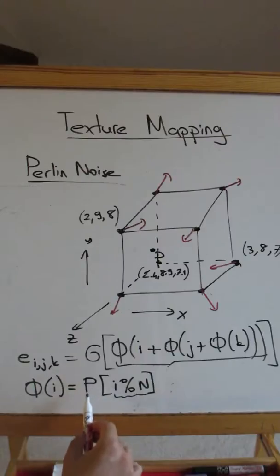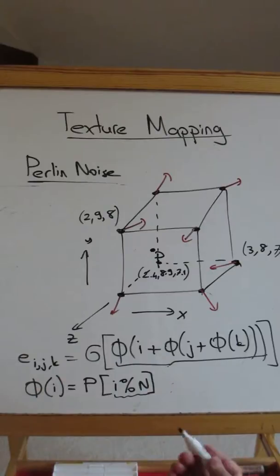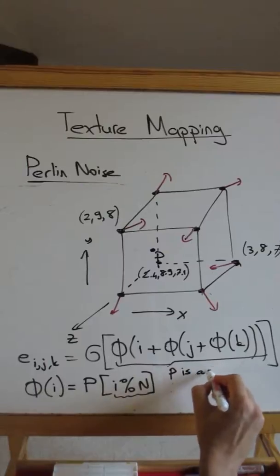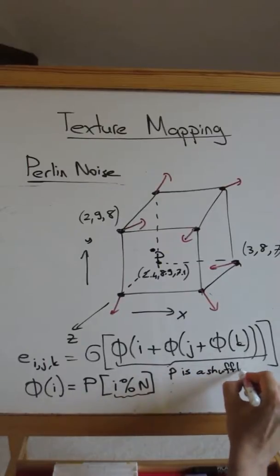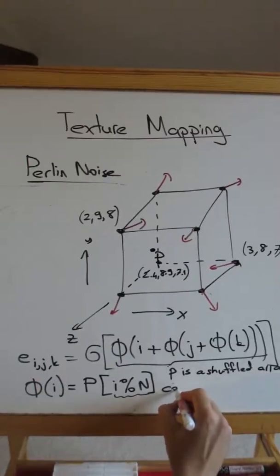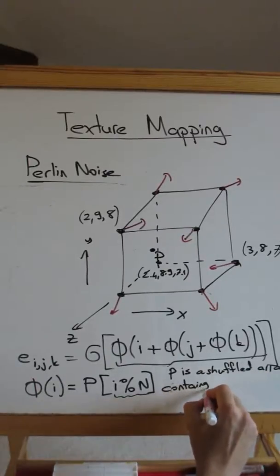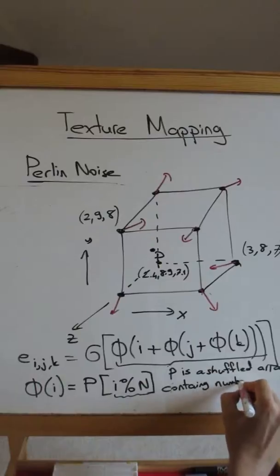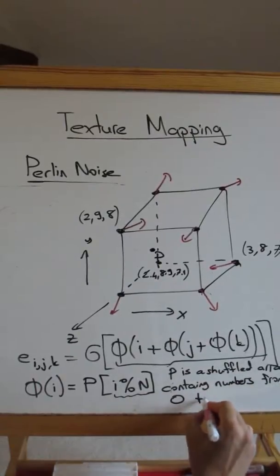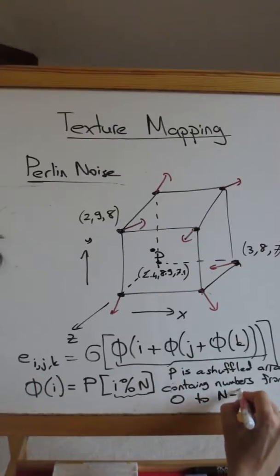So what is P? Basically, P is just a shuffled array containing numbers from 0 to N minus 1, okay? P is a shuffled array containing numbers, integers basically, from 0 to N minus 1.